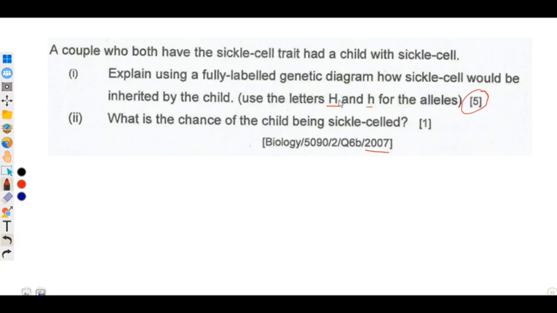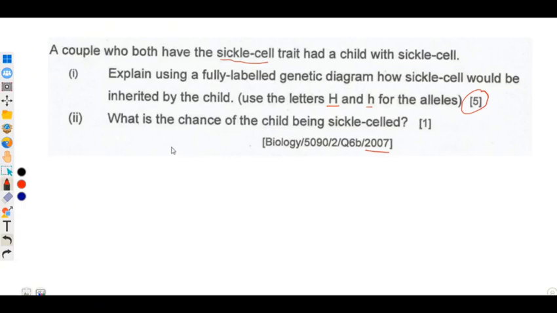So the capital letter H is representing the dominant allele and the small letter h is representing the recessive allele, the one that is carrying the disease. So here we need to understand what sickle cell is. Sickle cell anemia is just an inherited blood disorder that affects the hemoglobin. This hemoglobin is just the protein in the red blood cells that is responsible for oxygen transportation. Okay, so how can we answer this question?